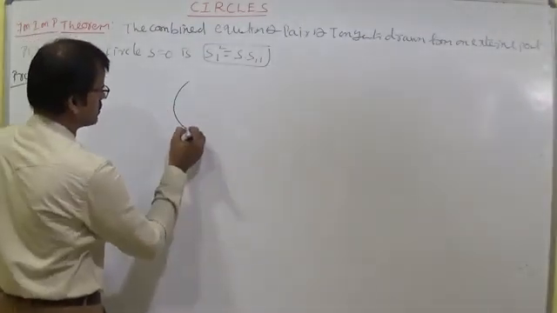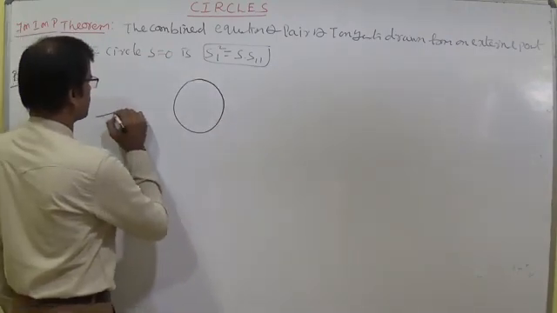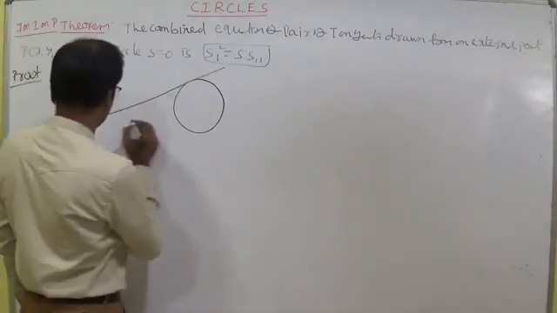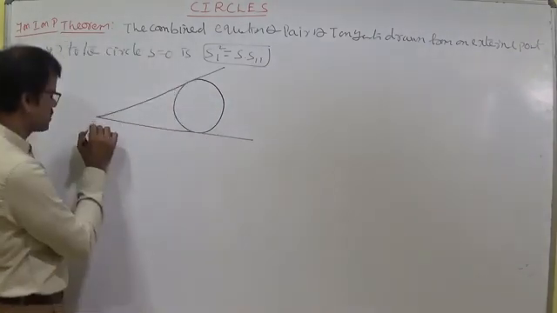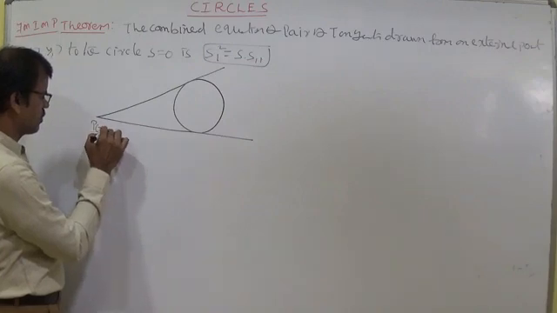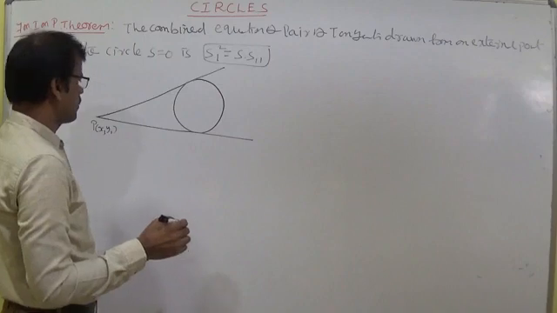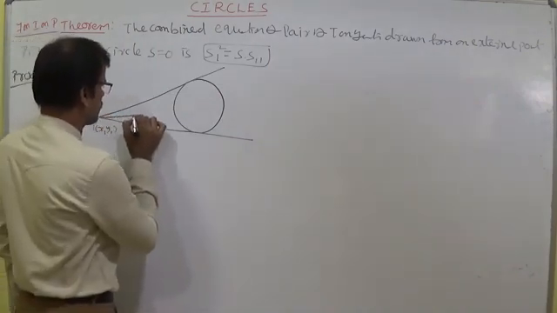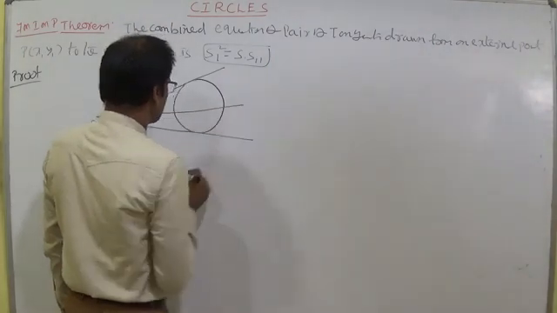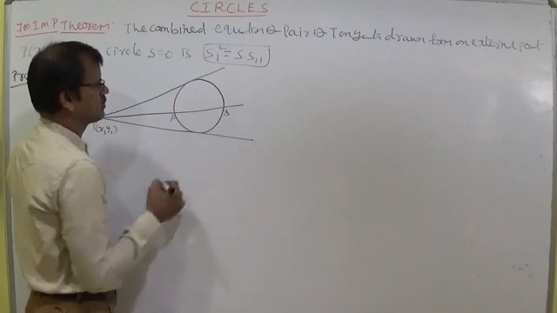Draw a diagram like this. This is the point P(x1, y1). From the point P(x1, y1), here we have drawn two tangents. Draw a secant like this. Put A here and put B here.